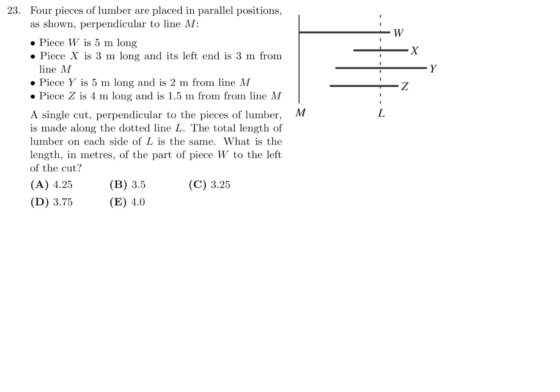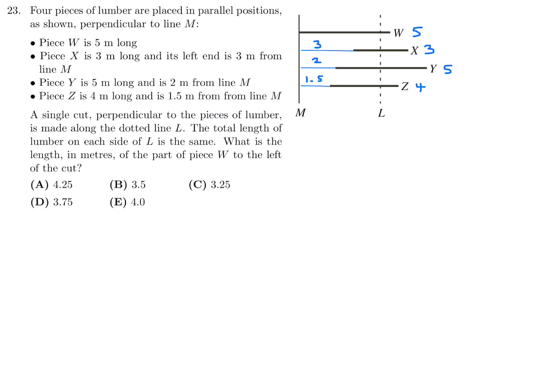Four pieces of lumber are placed in parallel positions as shown, perpendicular to line M. Piece W is 5 meters long. Piece X is 3 meters long, and its left end is 3 meters from line M. Piece Y is 5 meters long, and it is 2 meters from line M. And piece Z is 4 meters long, and it is 1.5 meters from line M.